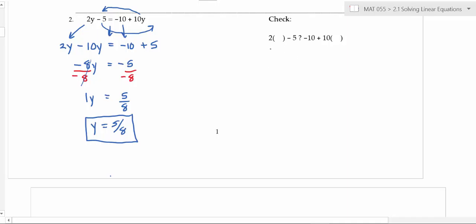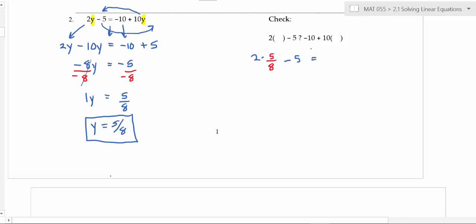So let me show you how this works. Everywhere I see a y, I'm going to replace it with 5/8, and I've got to deal with the fraction arithmetic. So I'm going to come down here and do 2 times the answer, which is 5/8, then minus 5. And I'm going to see if that's equal to the other side of the equation.